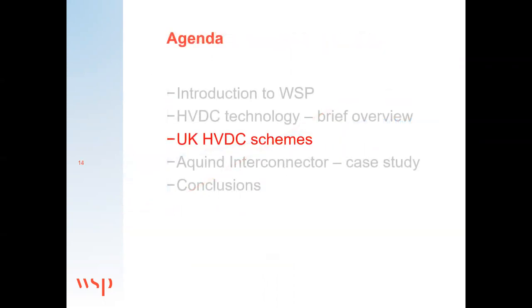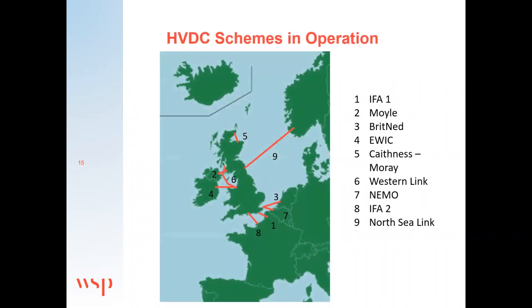So let me do a quick spin through HVDC schemes in the UK just to set the scene. Currently, within the United Kingdom, we have 9 operational HVDC schemes. The next slide gives some details of the individual schemes, but I won't talk about it in great detail. But as you see, they cover almost every direction within the country. 7 of these schemes are interconnectors to our neighbors, to Ireland, to France, Belgium, the Netherlands, Norway. And 2 of the schemes are embedded within the synchronous GB network.